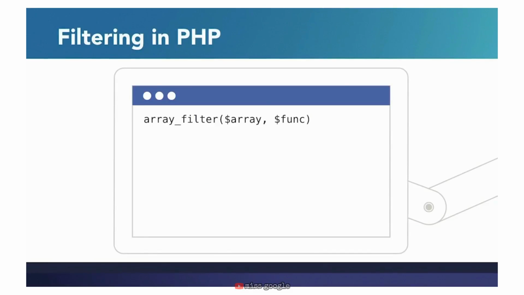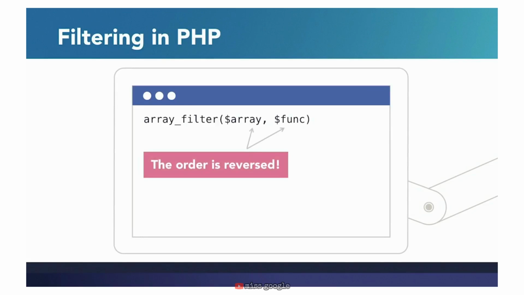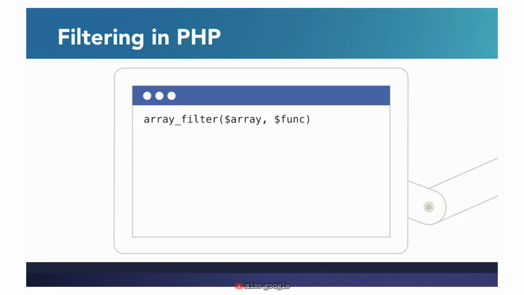The syntax of arrayfilter is similar to the syntax of arraymap. We call it by passing a function and the array we want to filter. But there's an important difference here. With arrayfilter, the order of the arguments is reversed from what we did with arraymap, with the array argument being passed first and the function argument being passed second. Other than that, the main difference between arrayfilter and arraymap is the type of function that we pass into it.